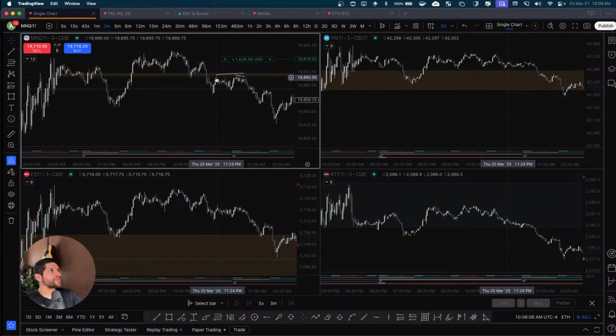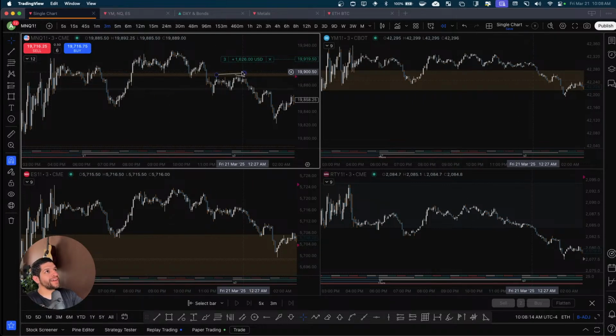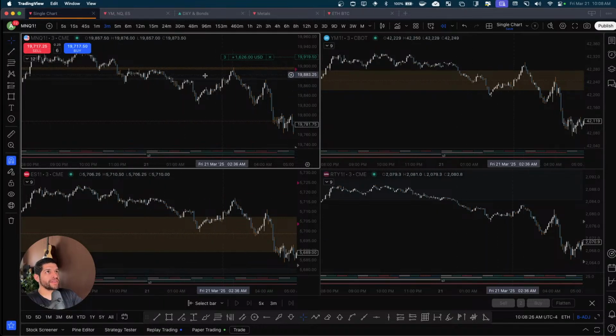We didn't even have SMT, but we did have an SMT up here somewhere. See, I shouldn't have been taking it. I'm telling you, my bias was there, but I should not have been taking it at all. This was not a trade for me. I would have gotten stopped out on this candle. If I would have let this run, I would have gotten stopped out.